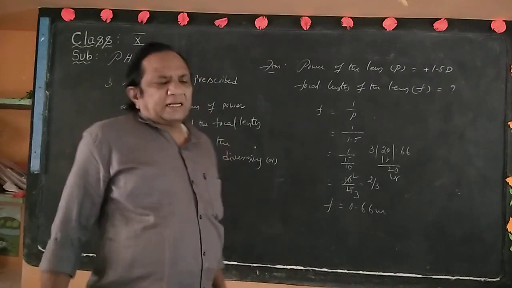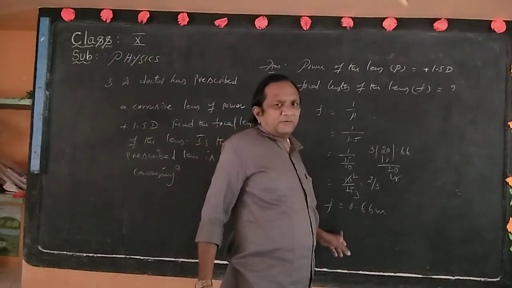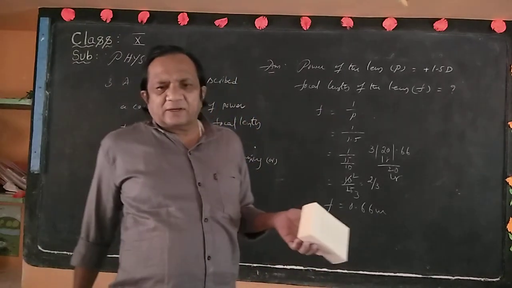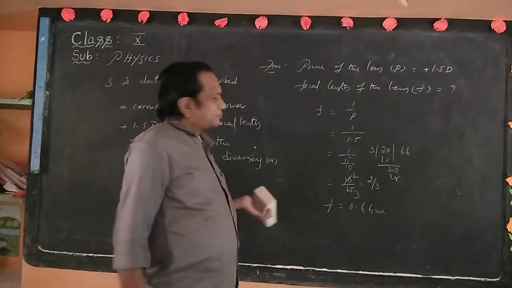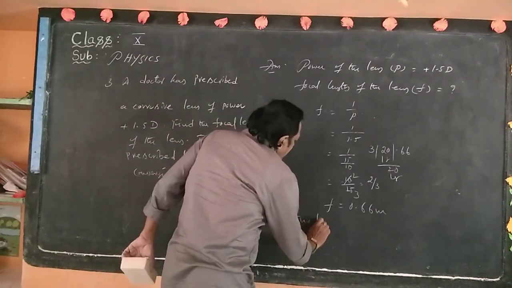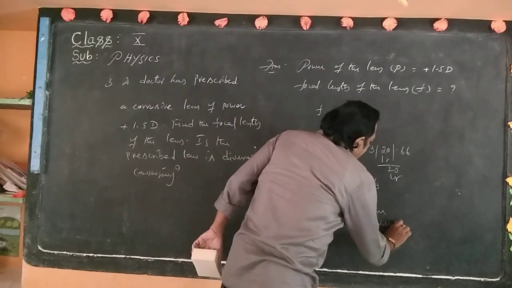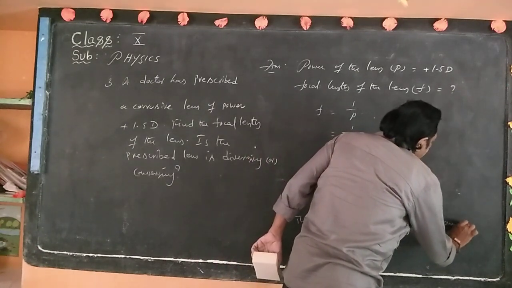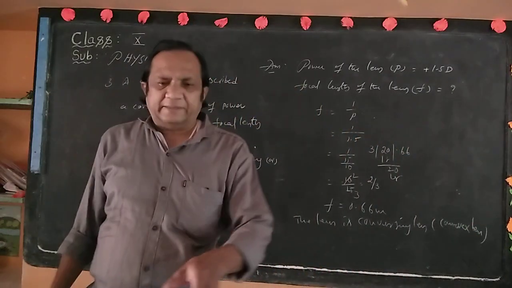Now, this lens has a positive focal length. That's why it is a convex lens. A convex lens has positive focal length. Therefore, it is a converging lens. So the lens is a converging lens, that is a convex lens. What is the lens we call a convex lens? You have to say.